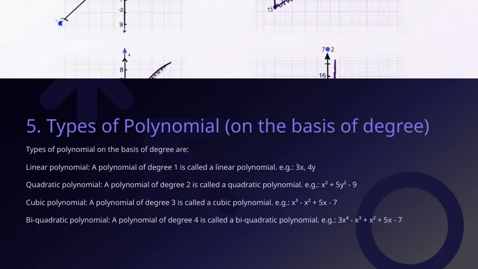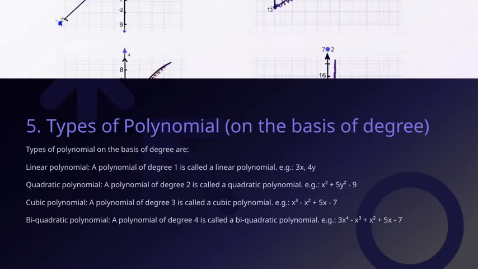Moving on to cubic polynomials, these are of degree 3. An example would be x³ minus x² plus 5x minus 7. Cubic functions are interesting because they can have turning points and inflection points, giving them more complex shapes. They often model real-world phenomena that involve changing rates.